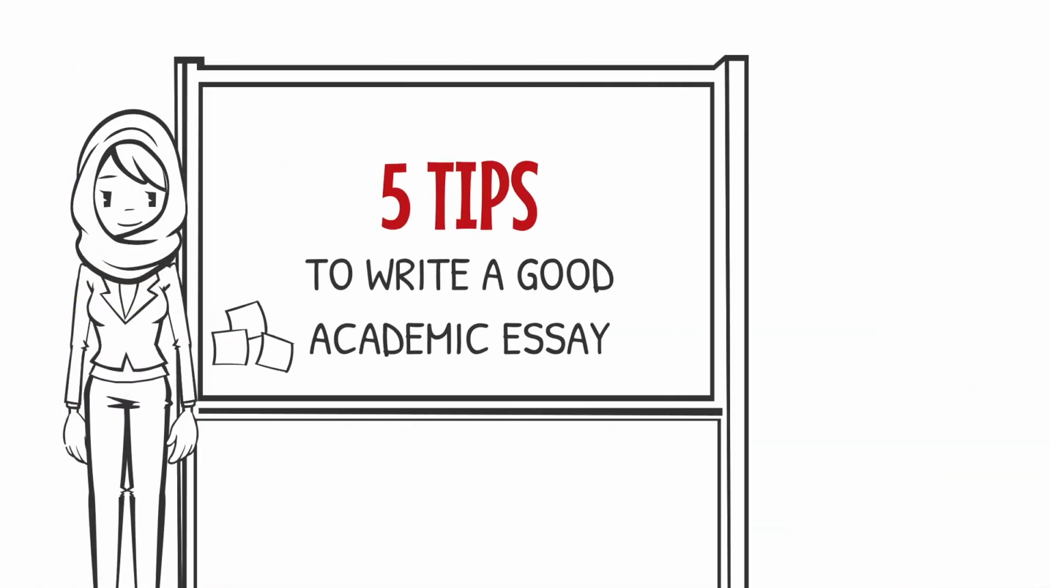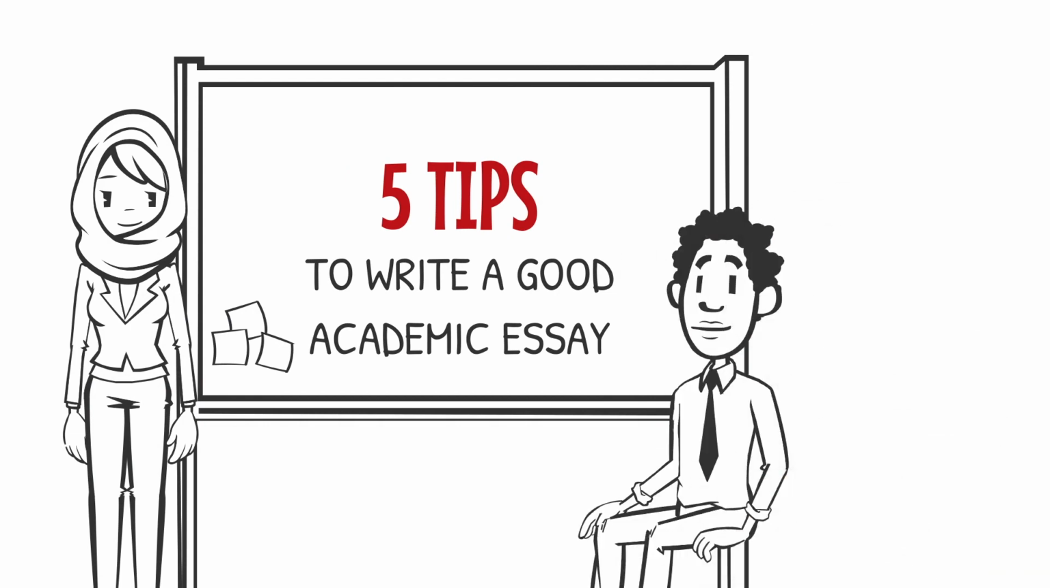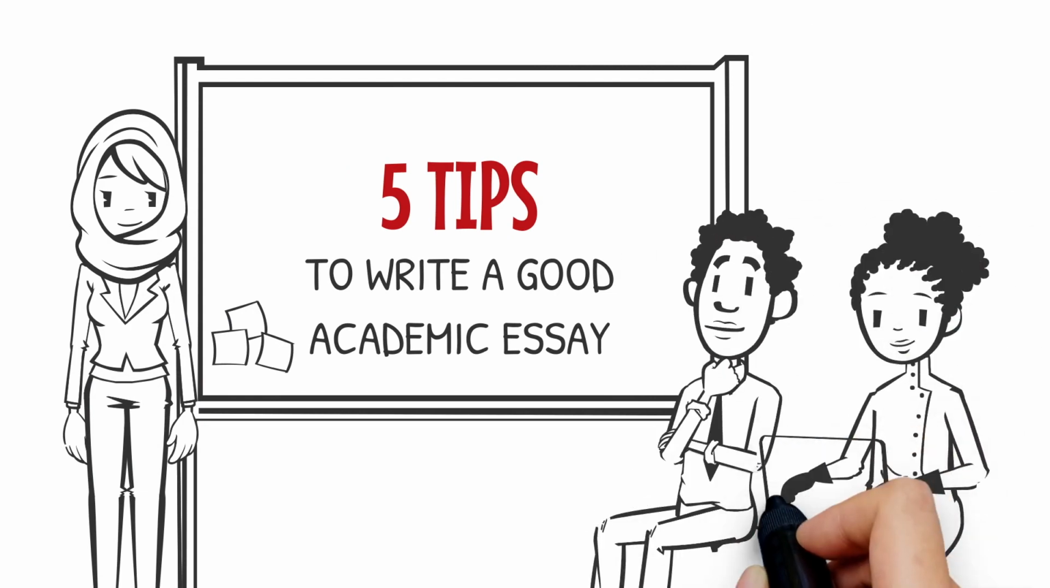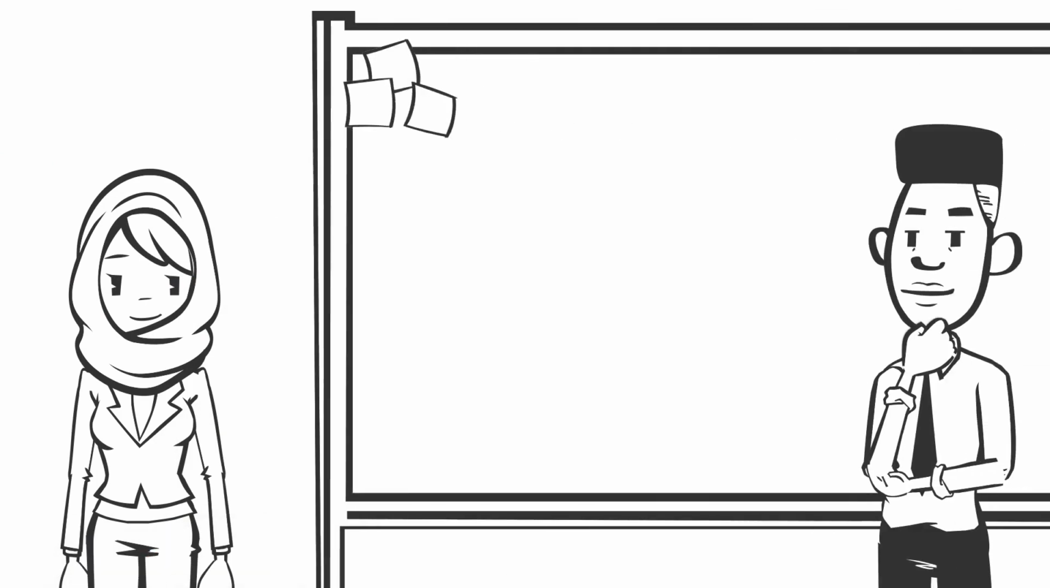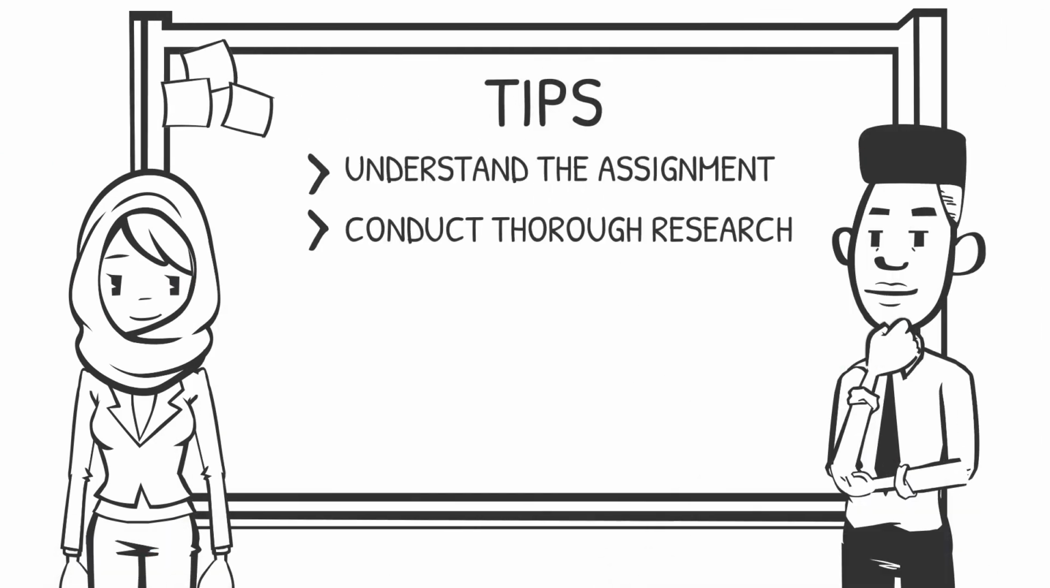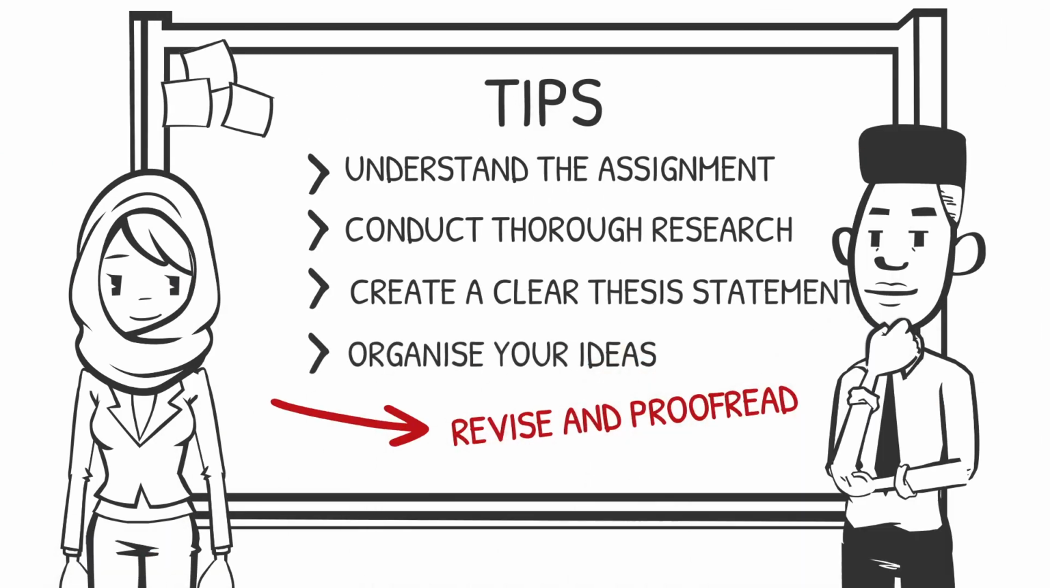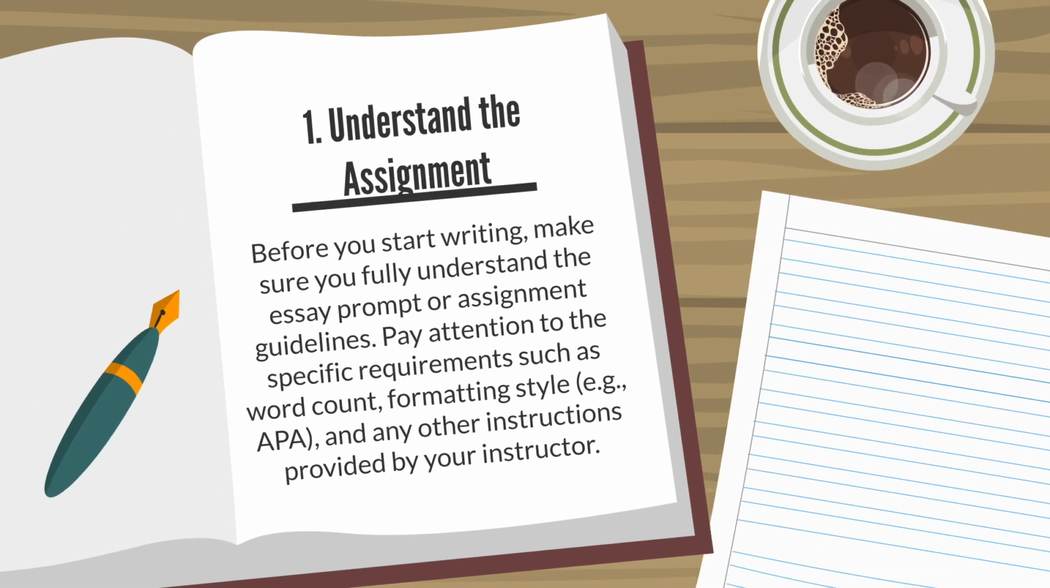Hi, for the lesson this week, we're going to learn 5 tips on how to write a good academic essay. The 5 important tips are: understand the assignment, conduct thorough research, create a clear thesis statement, organize your ideas well, and finally revise and proofread. For the first tip, understand the assignment.